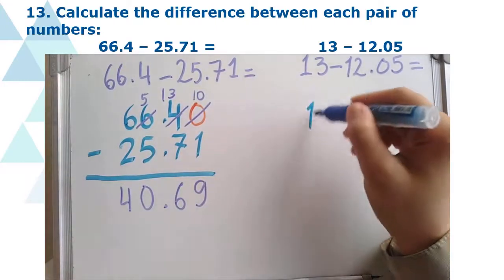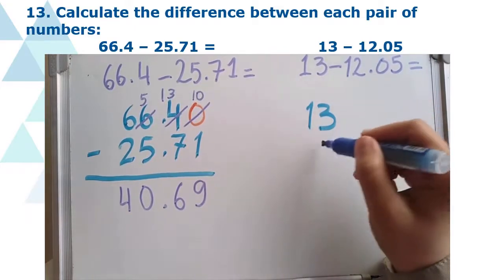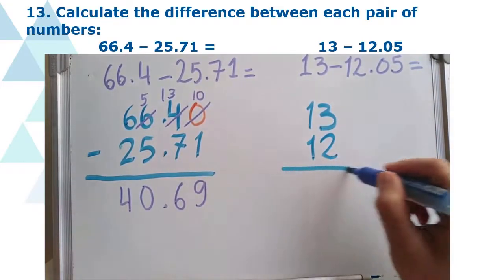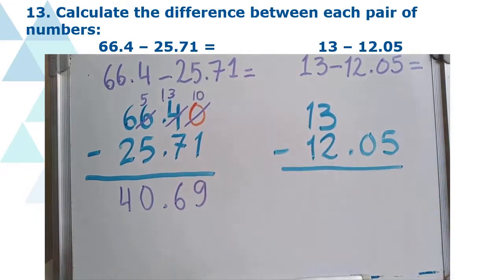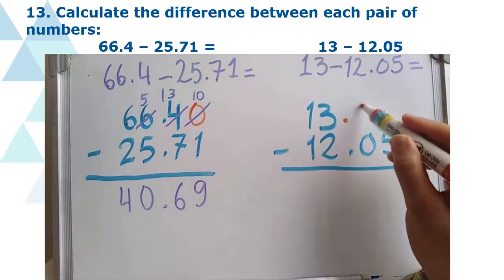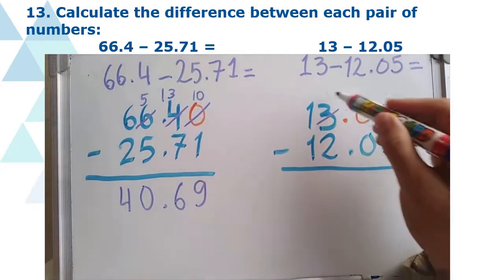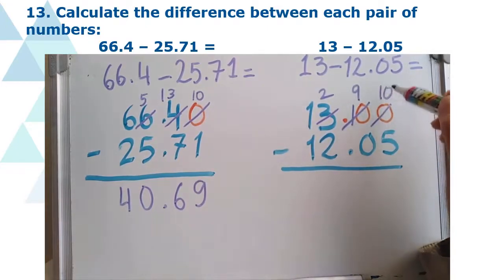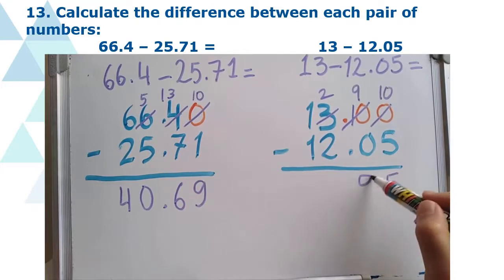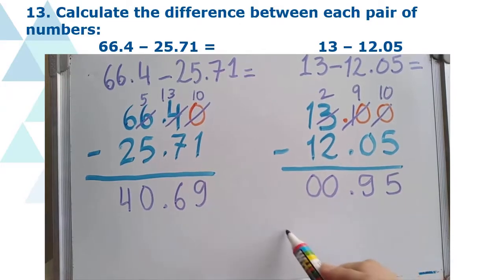Now, for the second question, as you can see, 13 has no decimal point, so I'll start by writing 13 first, and then I will look for the whole part of 12.05, which is 12. So I'll write 12 under 13. Then I will place the decimal point. Again, I cannot subtract until I write the zeros in the decimal part of 13 in order to subtract correctly. Now, what's 0 minus 5? That's not possible. We cannot borrow from the neighbor, so let's borrow from 3. So, the answer is 0.95.